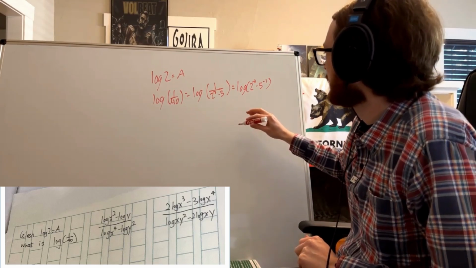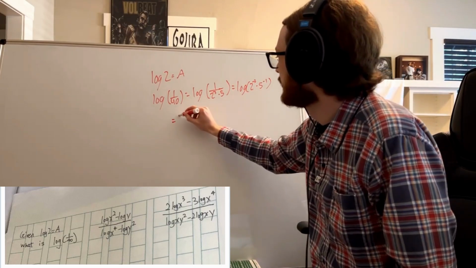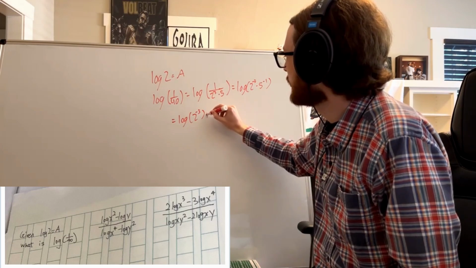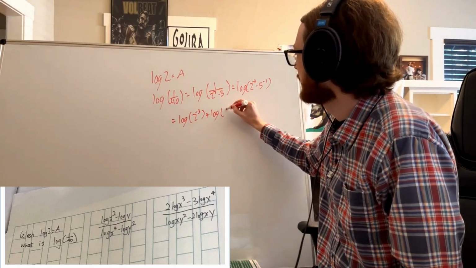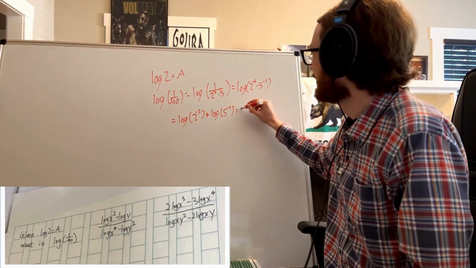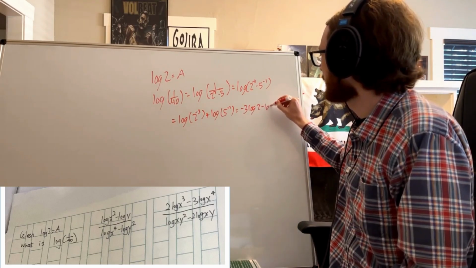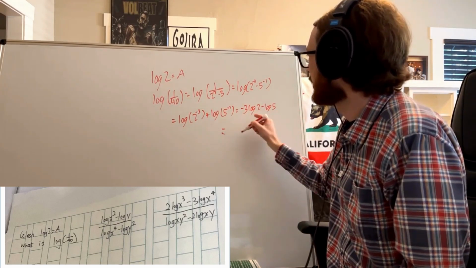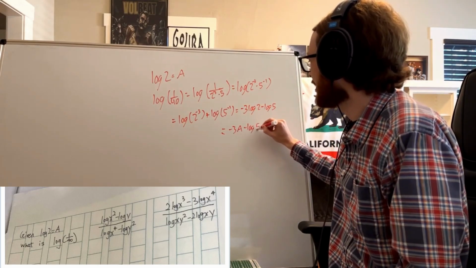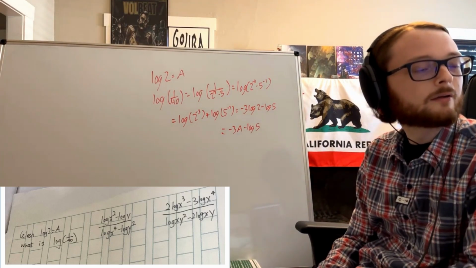So you can split it up into addition. Log of 2 to negative 3 plus log of 5 to negative 1. Then bring the exponents outside. Negative 3 log 2 minus log 5. And then log 2 is a, so negative 3a minus log 5. I don't like that there's a log 5. That seems like the most that we can do with that.